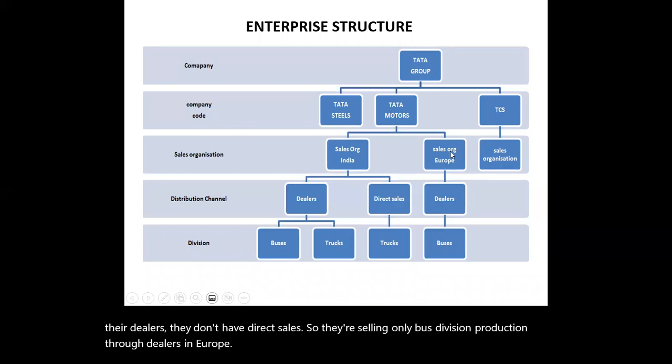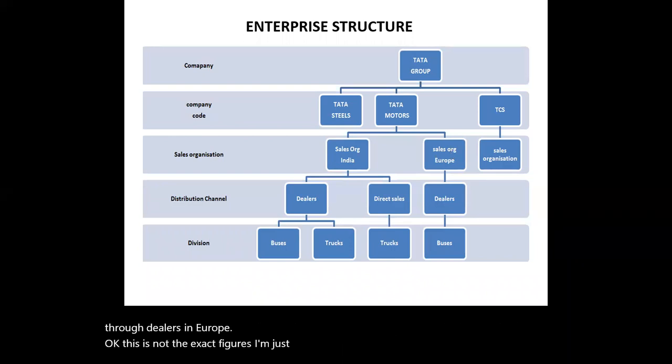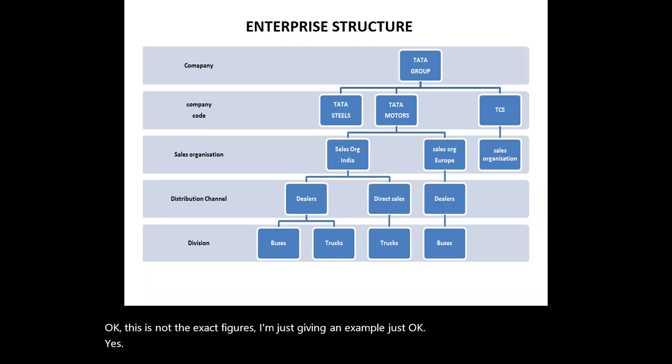These are not the exact figures; I'm just giving an example. Yes, I have a question here. You just mentioned currency key as a parameter to justify whether it is a separate company code. But here, Europe sales org is part of the sales organization. So as per your definition of currency key, it has to be part of company code, right?